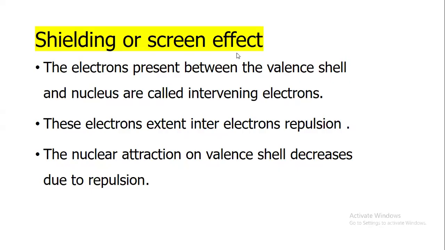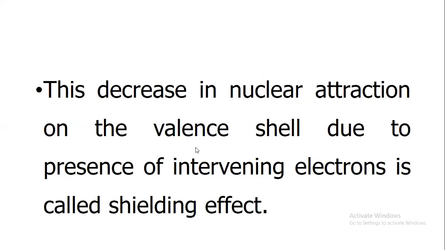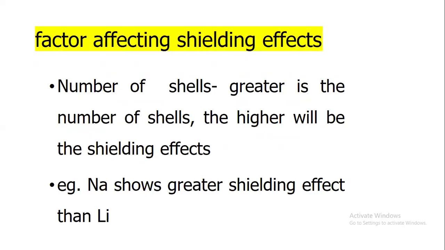Shielding or screening effect: the electrons present between the valence shell and the nucleus are called intervening electrons. These electrons cause inter-electron repulsion. The nuclear attraction on the valence shell decreases due to this repulsion. The decrease in nuclear attraction on the valence shell due to the presence of intervening electrons is called the shielding effect. Factors affecting the shielding effect: the number of shells. The greater the number of shells, the higher the shielding effect. For example, sodium shows a greater shielding effect than lithium.